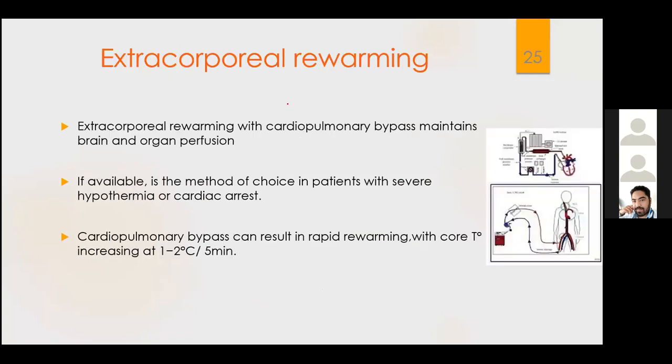There's also a method known as extracorporeal rewarming, which is usually used in the higher centers. We do not have this in our trust. Extracorporeal rewarming rewarms the patient's blood by cardiopulmonary bypass, which maintains brain and organ perfusion. If it's available, in patients with severe hypothermia and cardiac arrest, this should be the choice of rewarming method. It rewarms the core temperature at a rate of 1 to 2 degrees centigrade per 5 minutes, so it's a very effective way of rewarming the hypothermic patient.